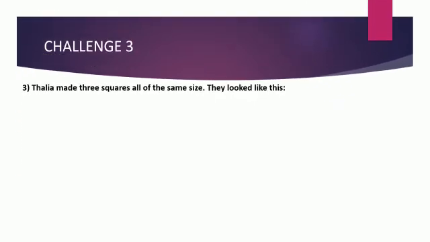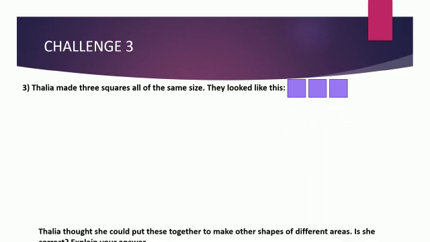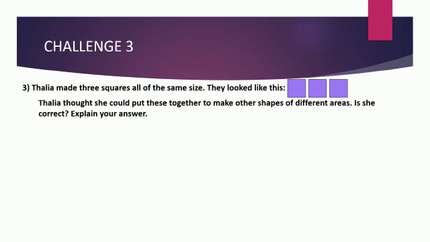Okay students, now the last word problem of challenge 3. Thalia made 3 squares, all of the same size. They look like this. You can see there are 3 squares. Thalia thought she could put these together to make other shapes of different areas. She thought that when she takes all these squares, she can make any other shape but with different area. Is she correct? Explain your answer. I will tell you how.